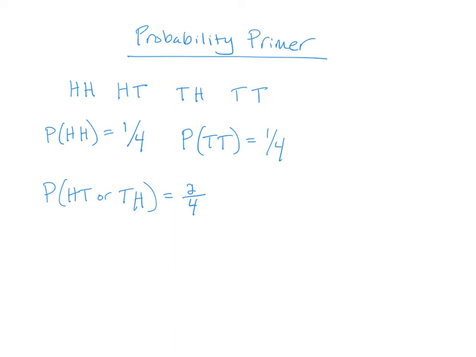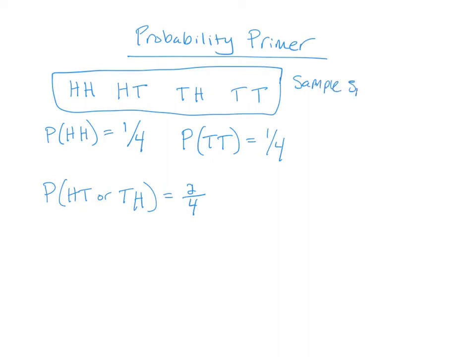Okay, so this is how you can calculate probability. One way to calculate probability is to write out every possible outcome, assuming they're all equally likely, and we call this the sample space. And then you can calculate probability by how many of the outcomes are desired divided by all the possible outcomes.